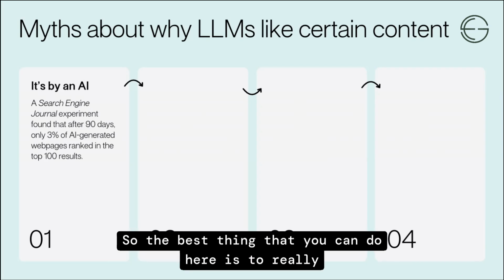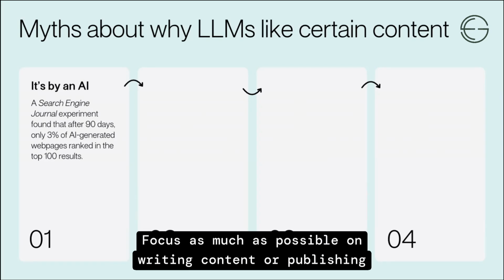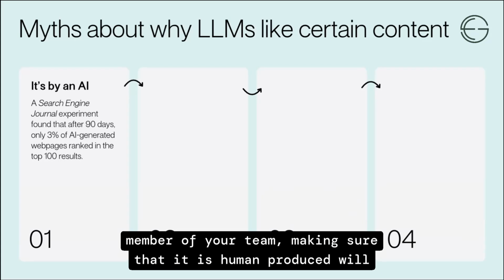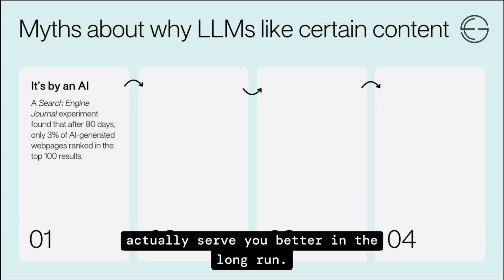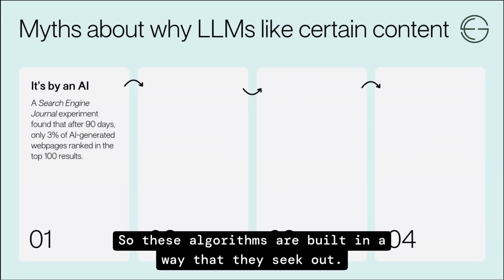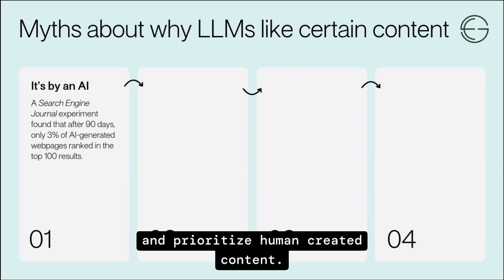So the best thing that you can do here is to really focus as much as possible on publishing content that is human written, whether that's you doing it or a member of your team. Making sure that it is human produced will actually serve you better in the long run. AI tools get worse over time if they consume and are trained on AI generated content. So these algorithms are built in a way that they seek out and prioritize human created content.